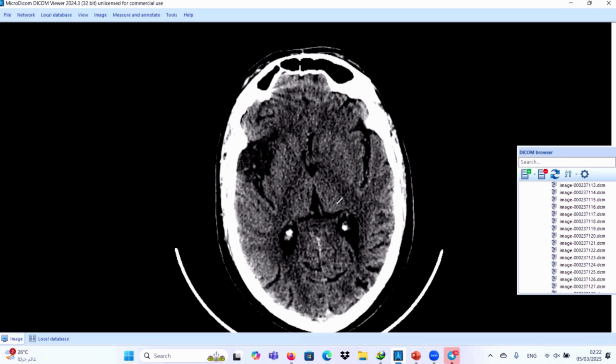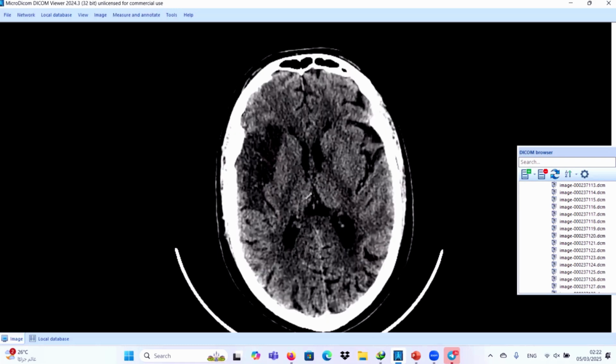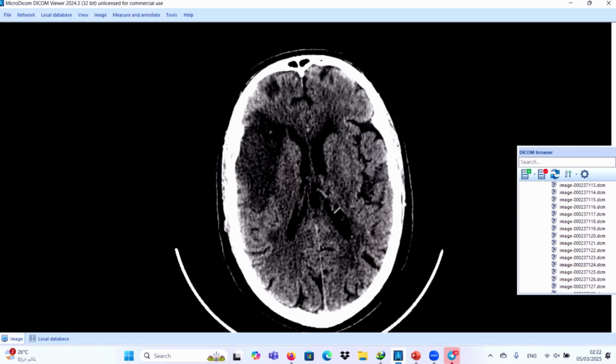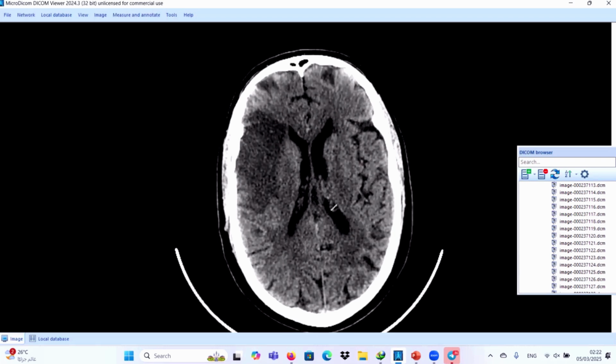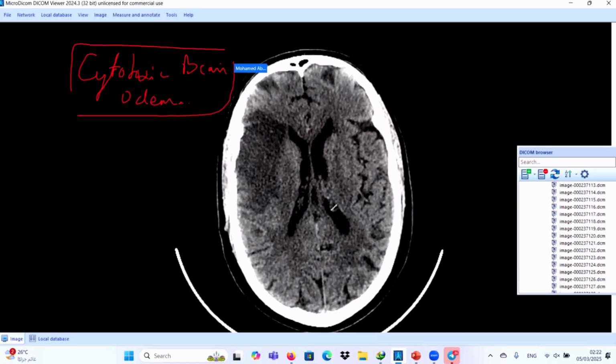The fifth criteria for acute ischemic insult, the basal ganglia, I think it is more or less preserved. We need to discuss more the pathogenesis of the cerebral infarction. Cerebral infarction is characterized by cytotoxic brain edema. We have different types of brain edema. One of these types is cytotoxic brain edema.